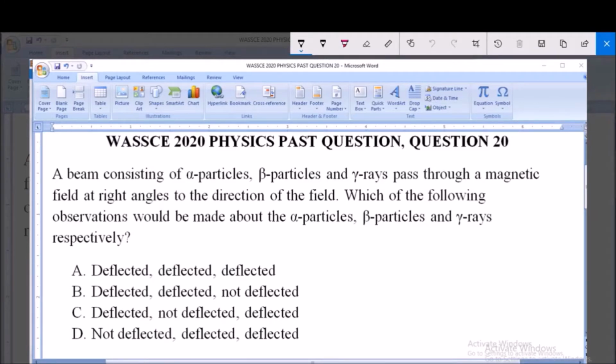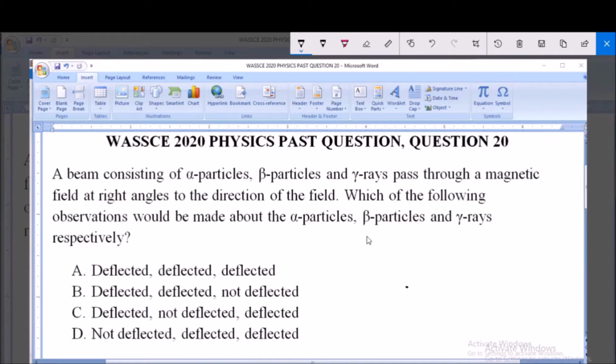A. Deflected, meaning that the alpha ray will be deflected, beta ray will be deflected, and the gamma rays will be deflected. B says deflected, not deflected. C, deflected, not deflected. And D, not deflected, deflected, and deflected. Now, this respectively here simply means that each of these options, like this first deflected here, stands for the alpha particle, this stands for the beta particle, and this stands for the gamma rays. So that's what it means.